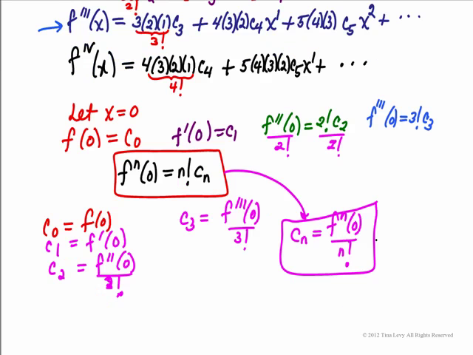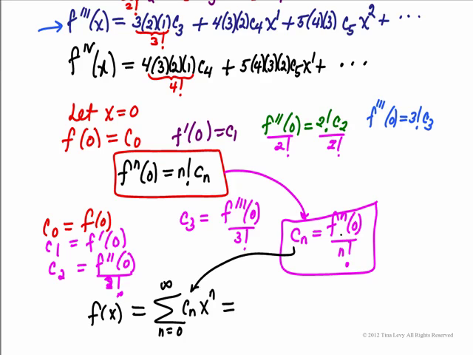But when we started, f of x was written as the series n goes from 0 to infinity, c sub n x to the n. We are now going to replace the c sub n with this expression in terms of derivatives of the function. That becomes n goes from 0 to infinity, c sub n, which we replace with the nth derivative of 0 over n factorial times x to the n.